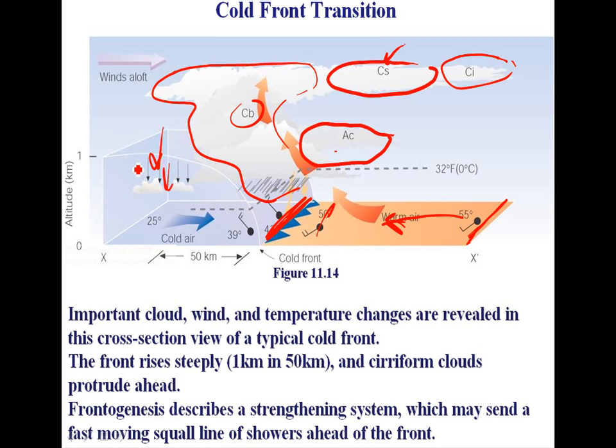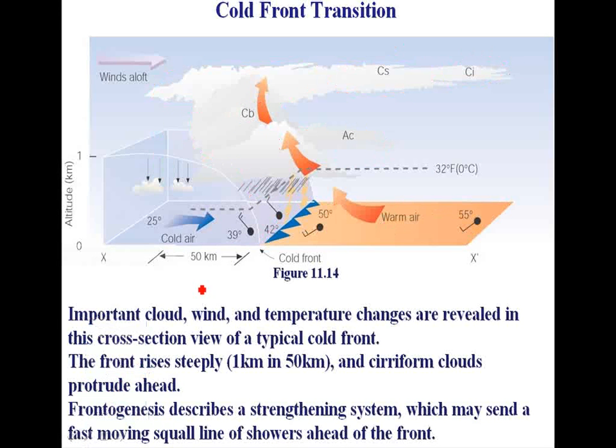So there's a lot of information. You might want to spend some time looking at this particular slide to understand what's going on. Keep in mind, again, the cold front is moving from left to right.